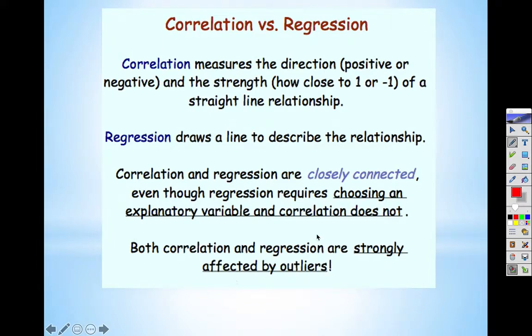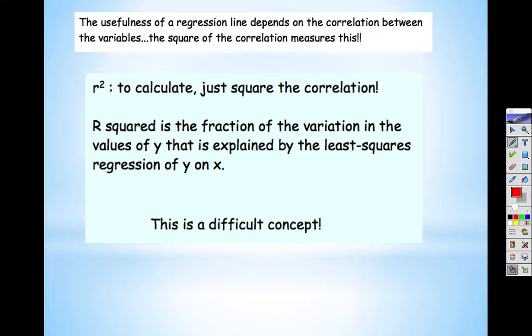They're both affected by outliers. Remember that if you have outliers, they are both strongly affected by that. So correlation is the R value. Regression is the Y equals AX plus B. It is the equation of the line. The last thing we didn't talk about when you run the linear regression is the usefulness of a regression line. It depends on the correlation between the variables. The square of the correlation measures the usefulness of the line.